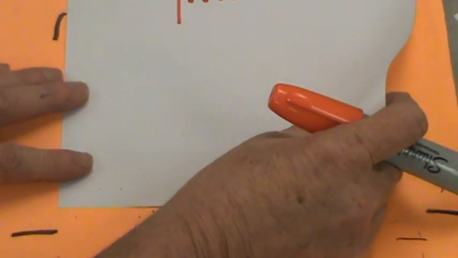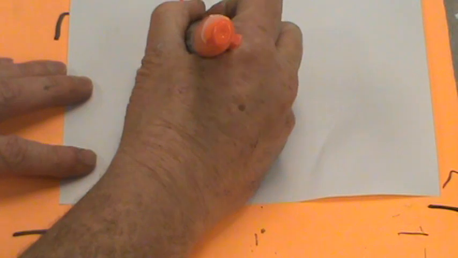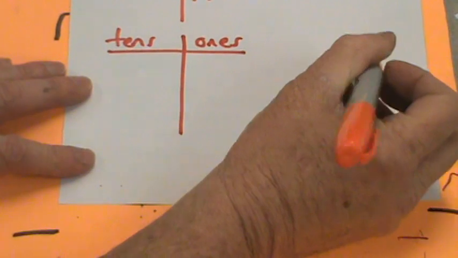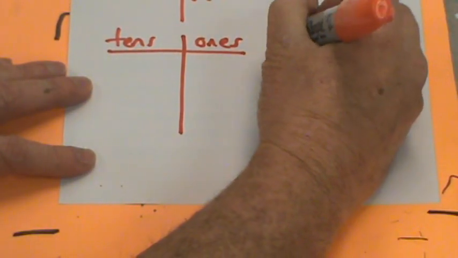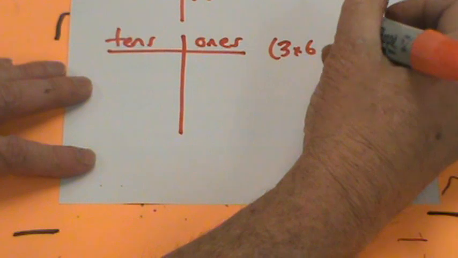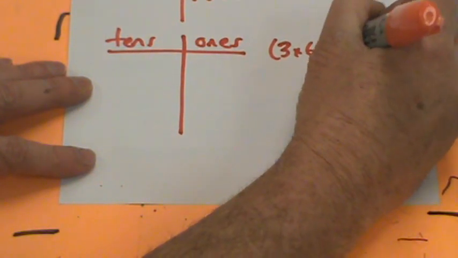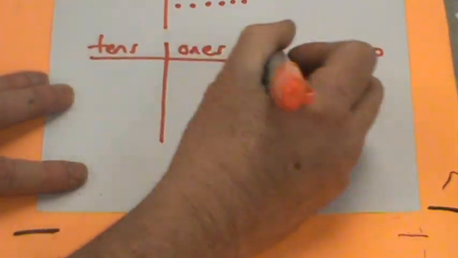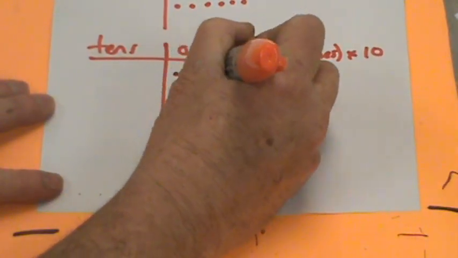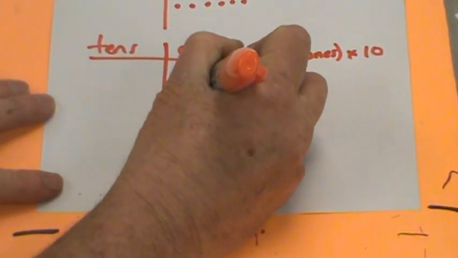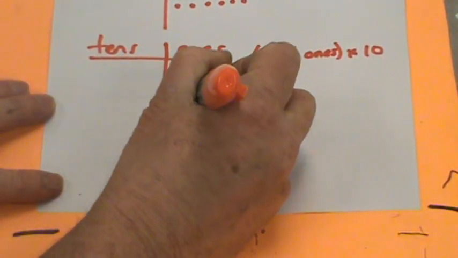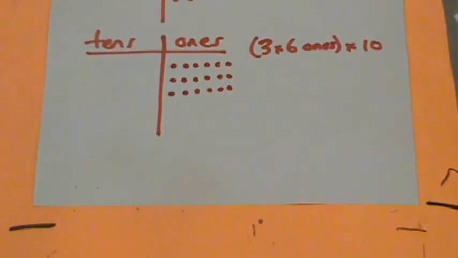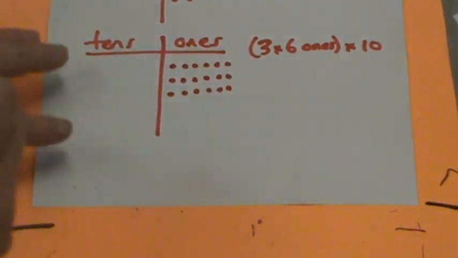We're going to take our place value chart. Let's go ahead and do the place value chart. And we'll do tens and ones, okay? So now let's do 3 times 6 ones times 10, all right? So we're going to do the same thing, 3 times 6 ones. There's 1 group of 6, 2 groups of 6, and 3 groups of 6. There's my 3 times 6 ones. We know that's 18 from up above. But now we're going to multiply it by 10.